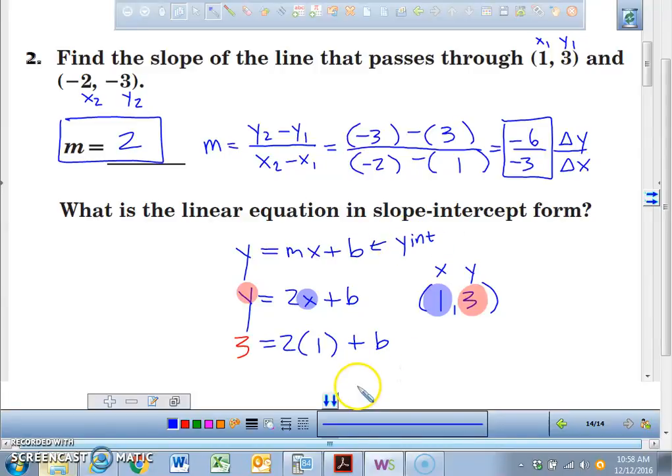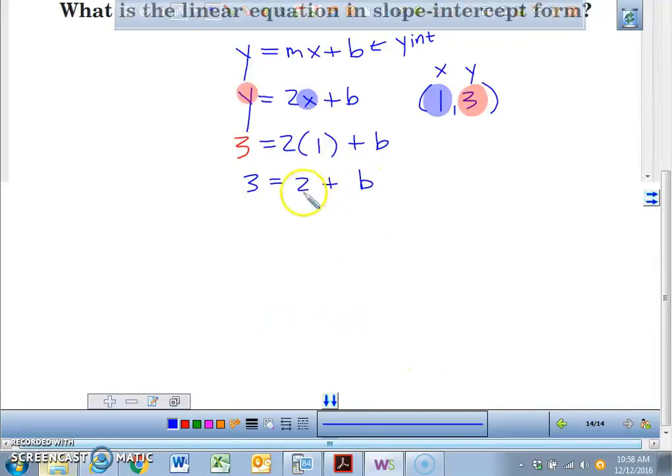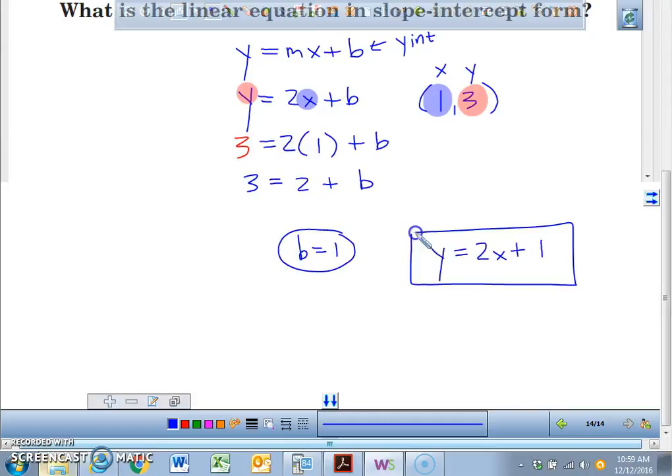Okay. So here we go. We've got 3 equals 2 times 1, so we get 3 equals 2 plus the magical number we are looking for. 2 plus what number is 3? 1. That's right, so my b value is 1. So if it says write the equation in slope-intercept form, you would say y equals the slope of 2 times x plus the y-intercept of 1. So the equation that goes with these points is y equals 2x plus 1.